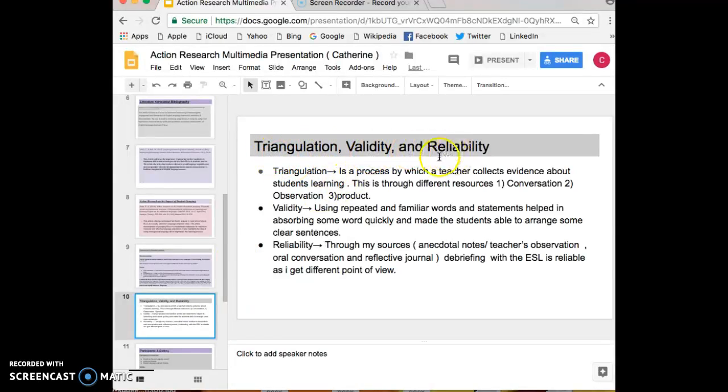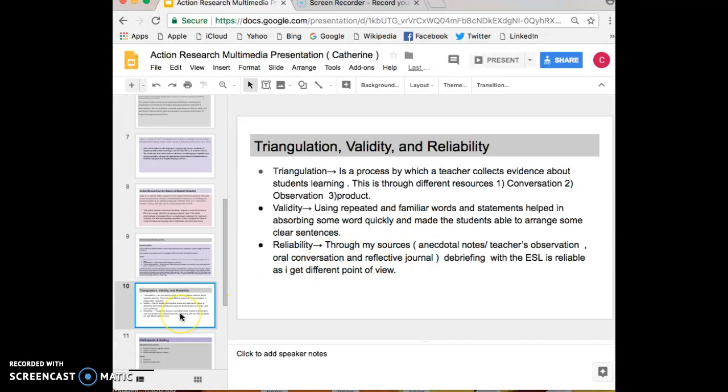Triangulation, validity, and reliability. Triangulation is a process by which a teacher collects evidence about students' learning. This is through different resources: conversation, observation, and product. Validity: using repeated and familiar words and statements helped in absorbing some words quickly and made the student able to arrange some clear sentences. Reliability: through my sources, anecdotal notes, teacher's observation, oral conversation, and reflective journal, debriefing with the ESL teacher is reliable as I get different points of view.